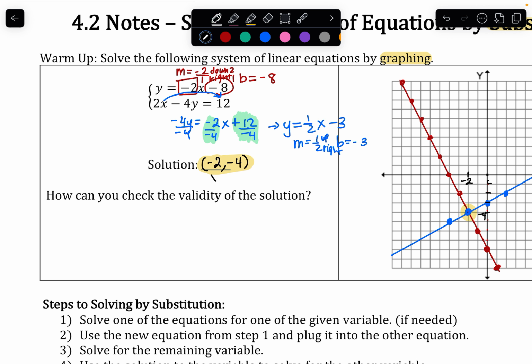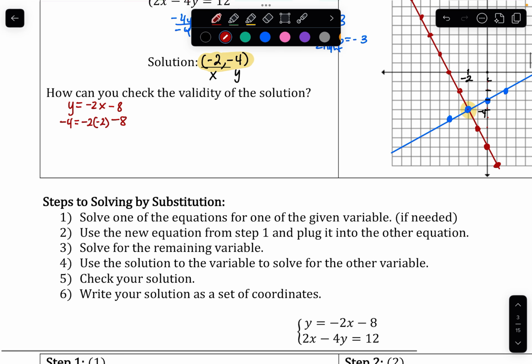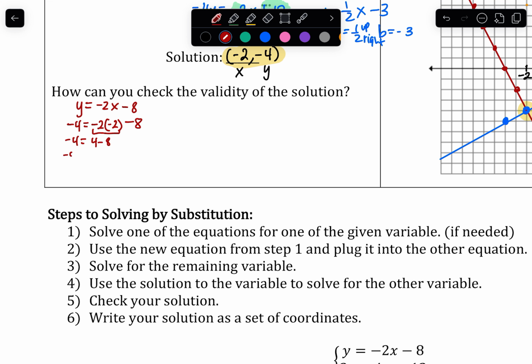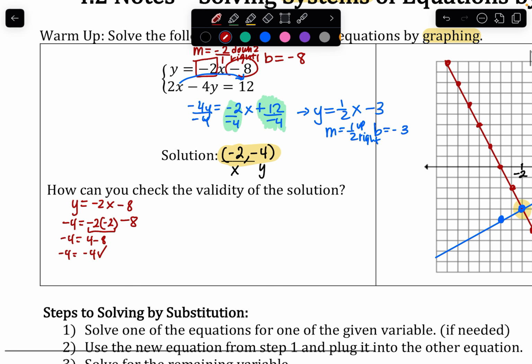We're going to plug the -2 in for x, the -4 in for y. For my first equation, it's y equals -2x minus 8. If y is -4, and substituting x being -2, we should get a true equation. Number crunching, -2 times -2 is +4. If we subtract 8, we get -4. So our solution satisfies the first equation.